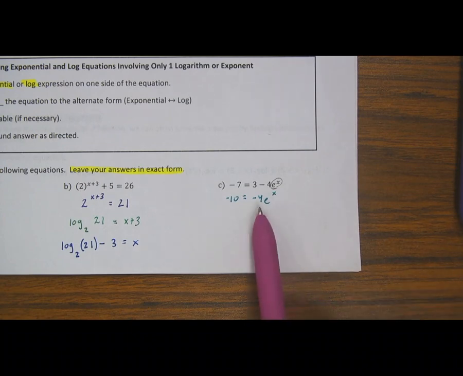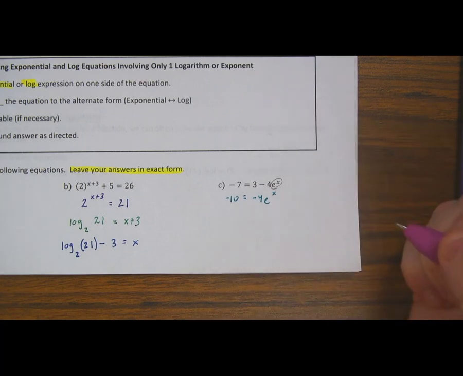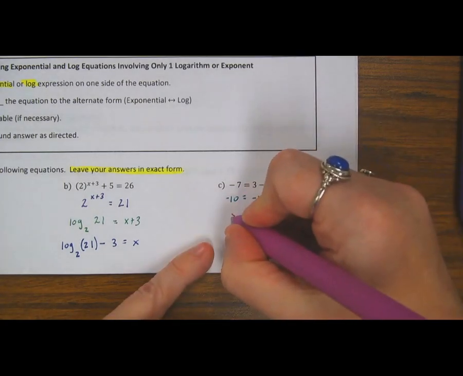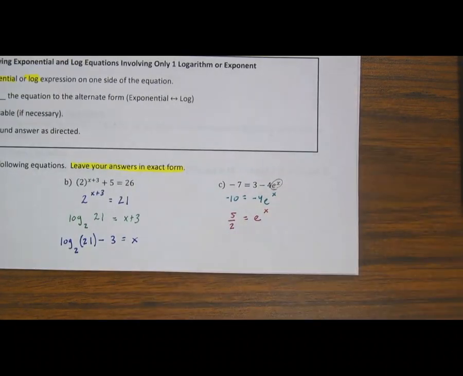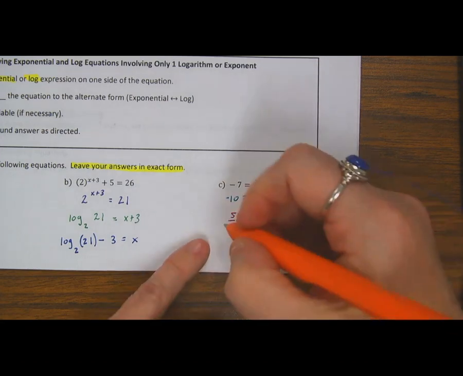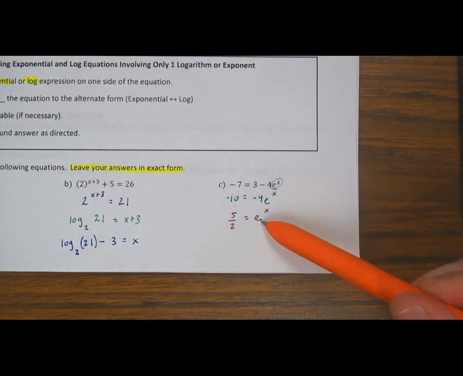And in this problem now, I need to get rid of the -4 that's being multiplied by the base. So I'm going to divide both sides by -4. I'm not going to show that work. -10 divided by -4 simplifies to be 5 halves. Positive 5 halves. Okay? Now that the exponential expression is isolated, I'm allowed to switch to logarithmic form. And because I have base e, instead of writing log base e, I'm going to write ln for natural log.